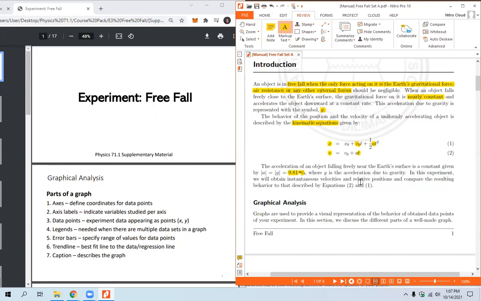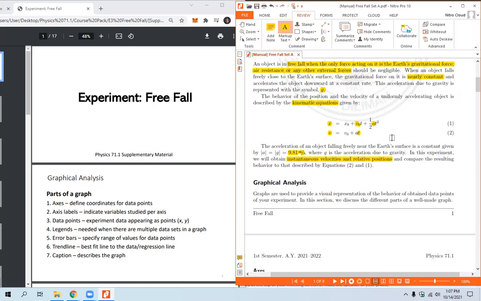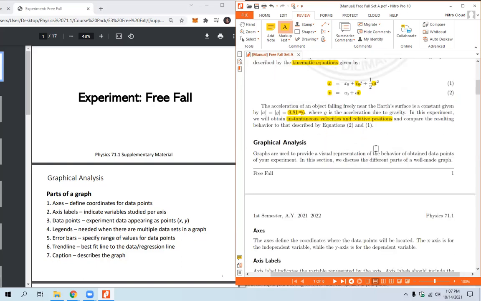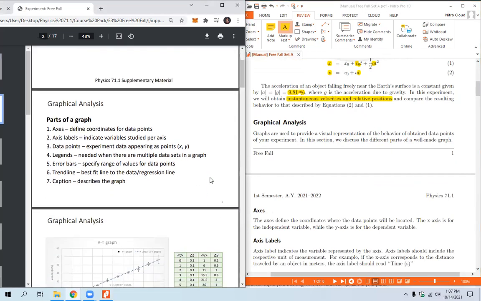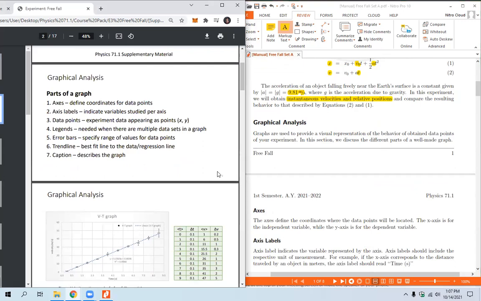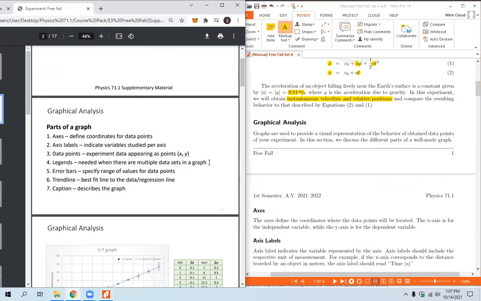So yung point ng experiment na to is to obtain instantaneous velocities and positions. Kasi ico-compare lang natin yung makuha nating data dito sa dalawang equations na ito. So now let's move on to graphical analysis. So ang graphical analysis ang magiging pinaka-basis ng experiment ninyo dito.